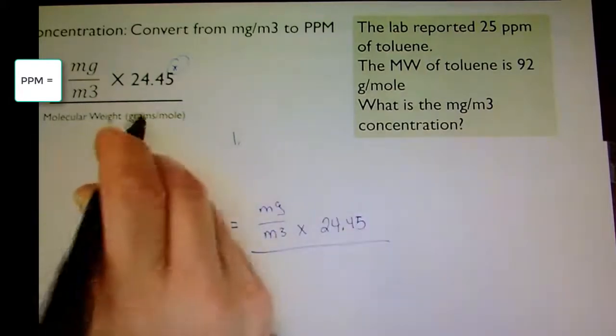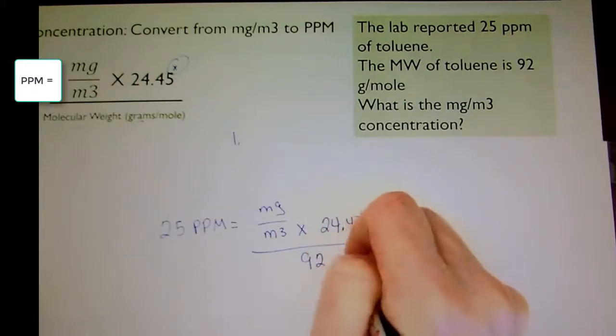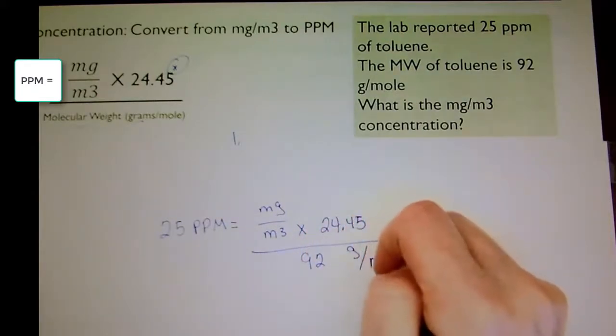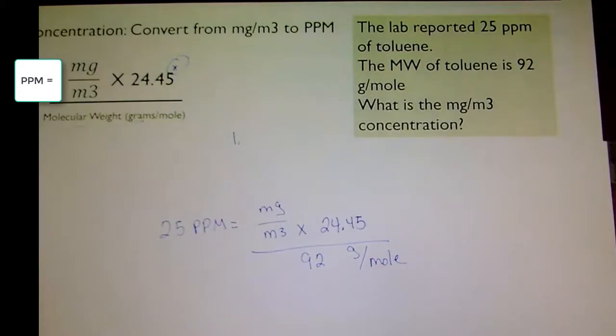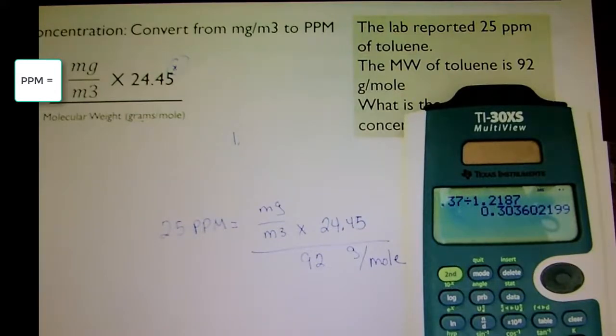we just need to know the molecular weight of toluene. And you can find that in the NIOSH Pocket Guide. You can find it on the analytical method itself. And now we just need to isolate our variable and solve. Some people do this different ways. I'll show you how I do it.